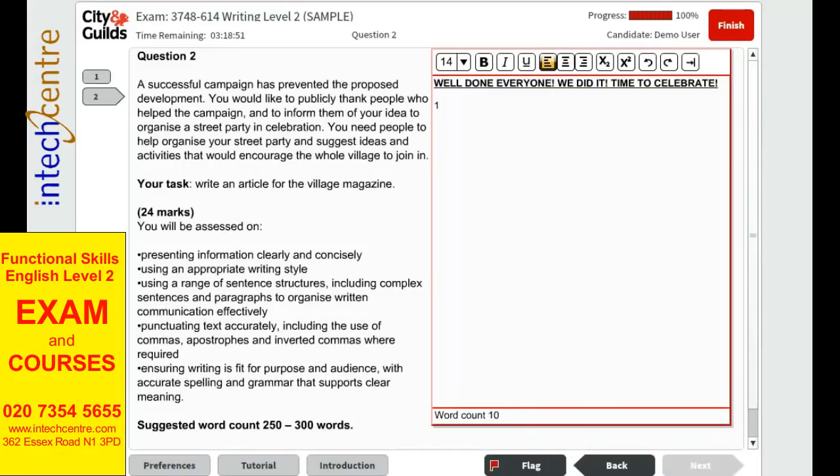Okay, so firstly, let's just think of a few ideas. So again, it tells you in this scenario what you need to write about. So you would like to publicly thank people who helped the campaign. So the first paragraph, publicly thank people who helped the campaign. Secondly, inform them of your idea to organize a street party in celebration.